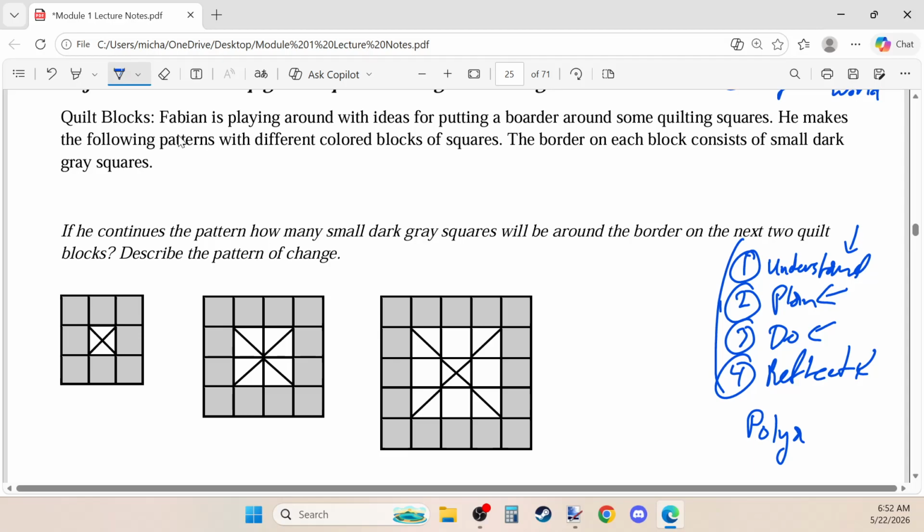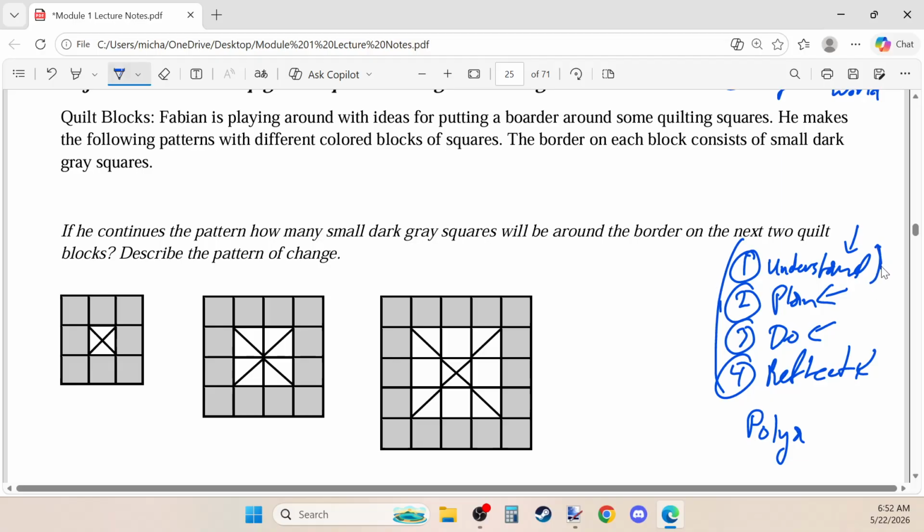Okay. Quilt blocks. Fabian is playing around with ideas for putting a border around some quilting squares. He makes the following patterns with different colored blocks of squares. The border on each block consists of small dark gray squares. If he continues the pattern, how many small dark gray squares will be around the border on the next two quilt blocks? Describe the pattern of change.